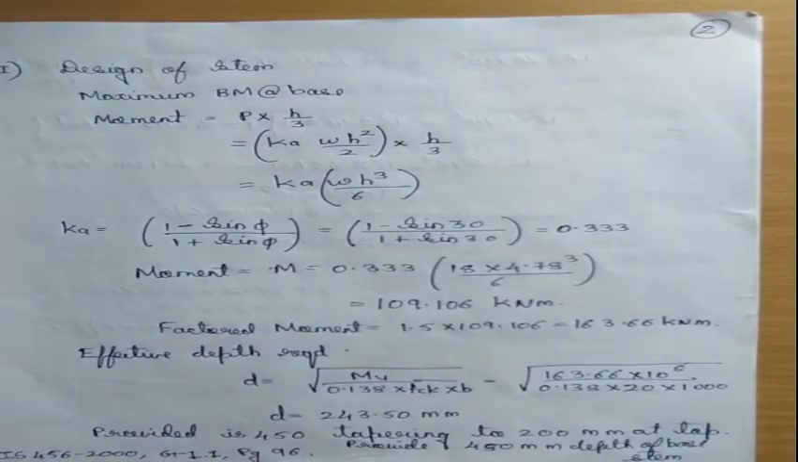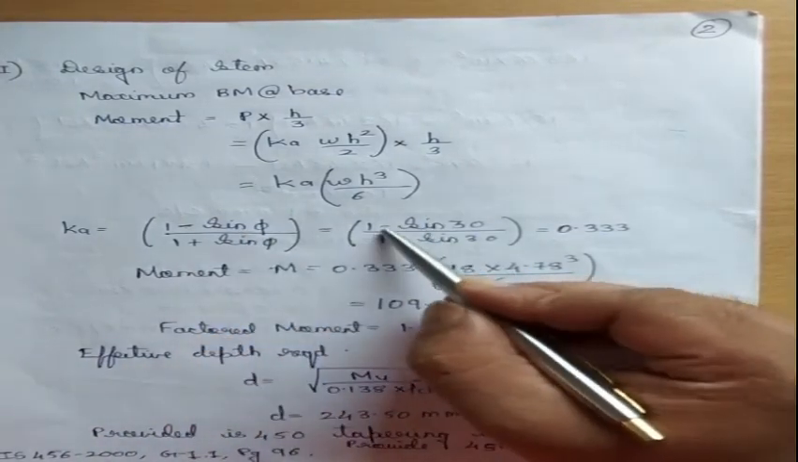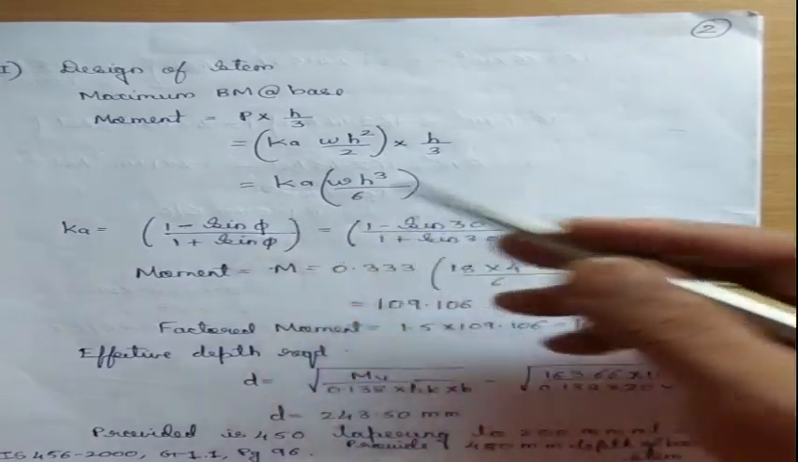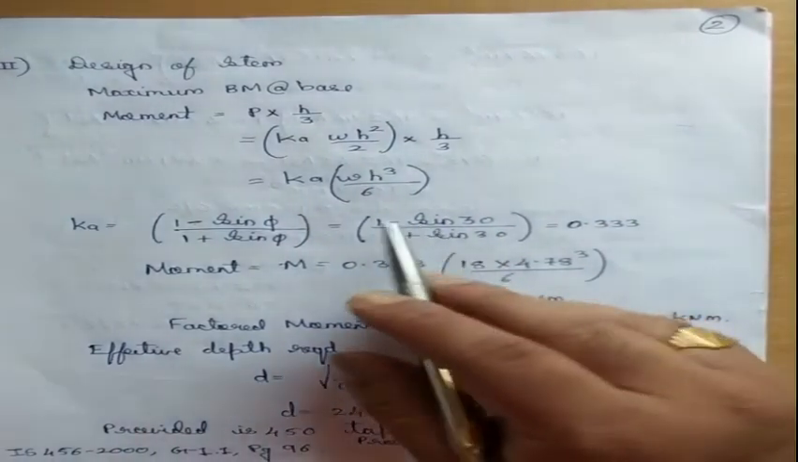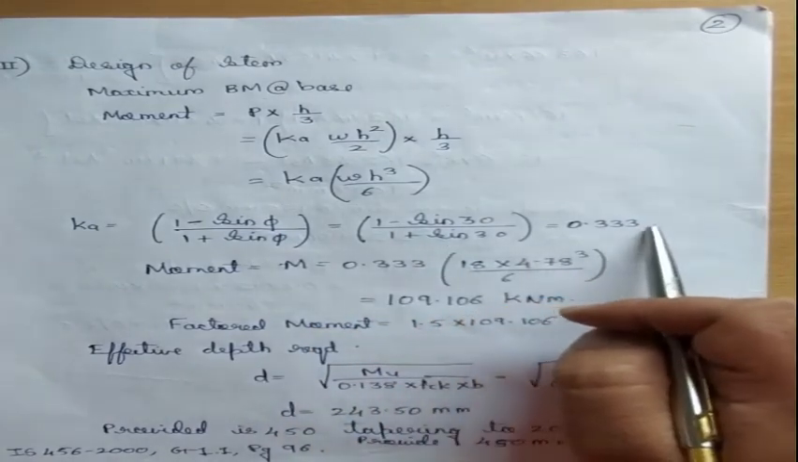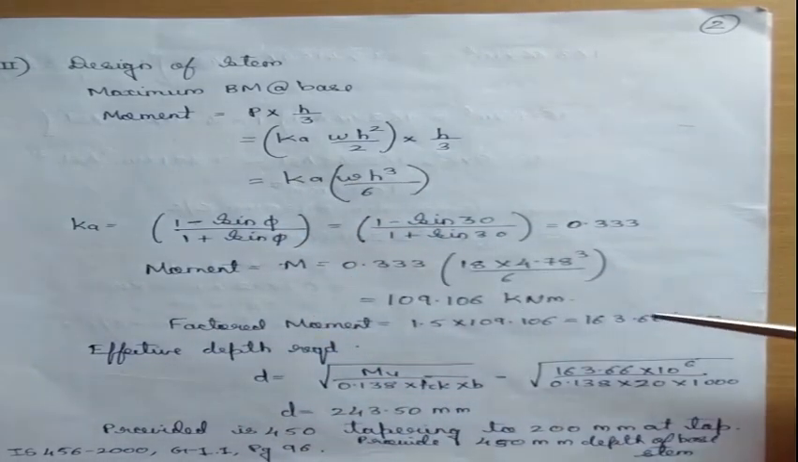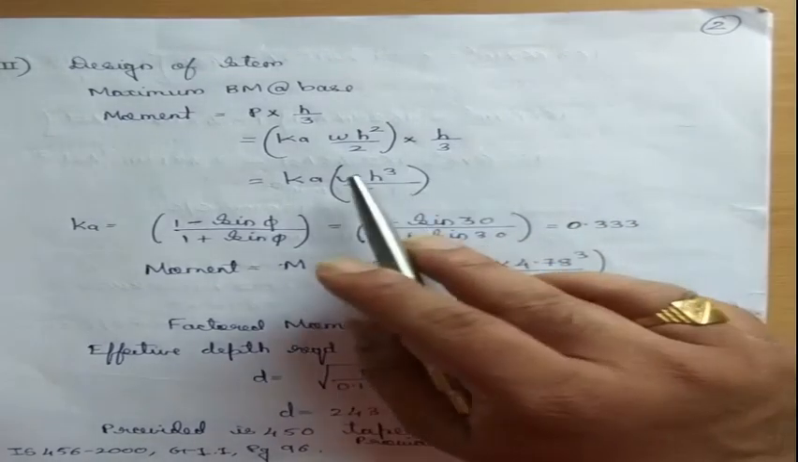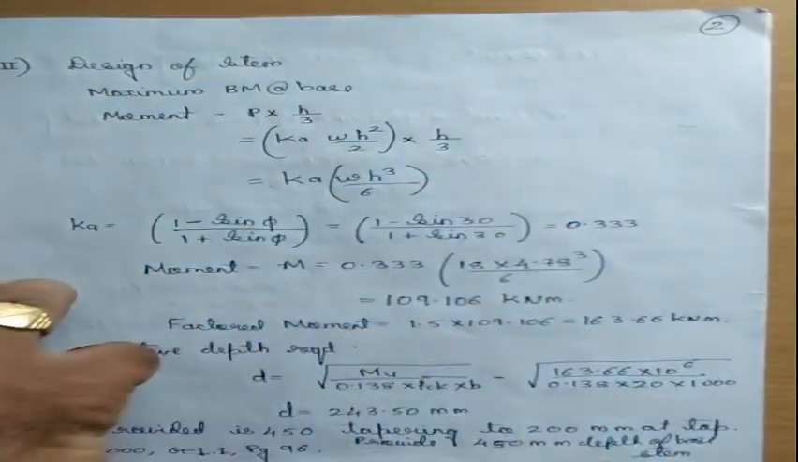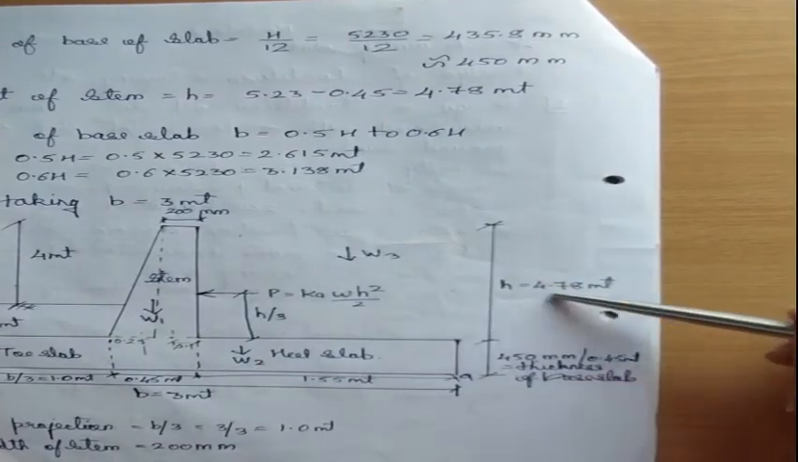Now K A is the active earth pressure coefficient, which is given by 1 minus sin phi divided by 1 plus sin phi, where phi is the angle of internal friction. So it is 1 minus sin 30 divided by 1 plus sin 30, which works out to be 0.333. Now I will substitute the K value, where I have W, the density of the earth, and the height of the stem. Remember, the small h is the height of the stem. We are designing only the stem. So the height of the stem, from here to here, is h equal to 4.78 meter.